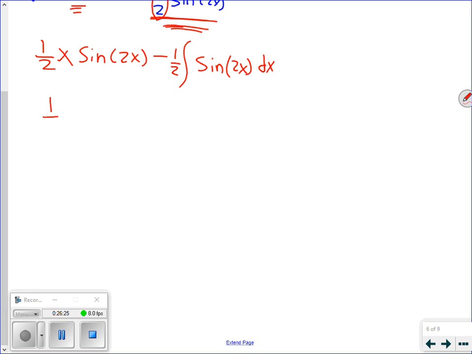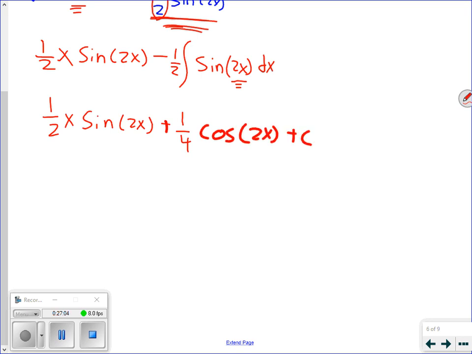All right, now you can do u substitution again if you want for that 2x part there. But remember, all it does is bring a 1/2 out as a constant, and 1/2 times 1/2 is 1/4. So all it is, is the integration of sine of 2x. The integration of sine of 2x is negative cosine of 2x, which makes this plus, and then cosine of 2x plus c.